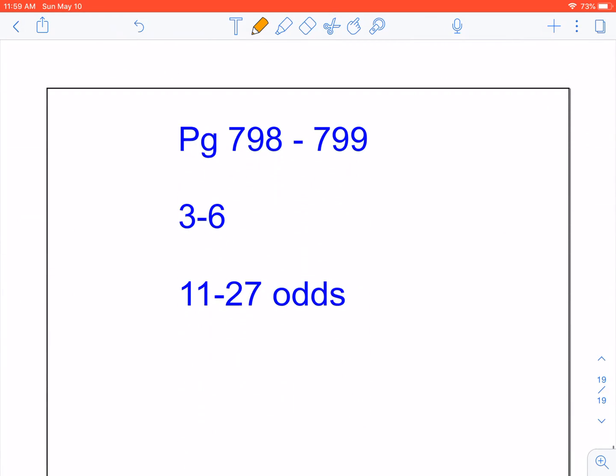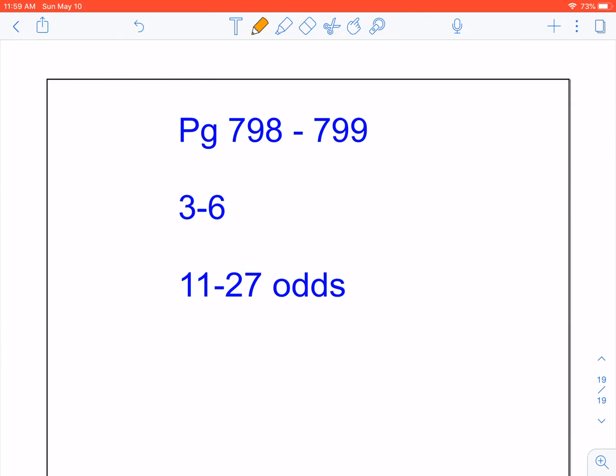As far as your homework goes, we're looking at pages 798 to 799, numbers 3 to 6, and then 11 to 27, the odds only.